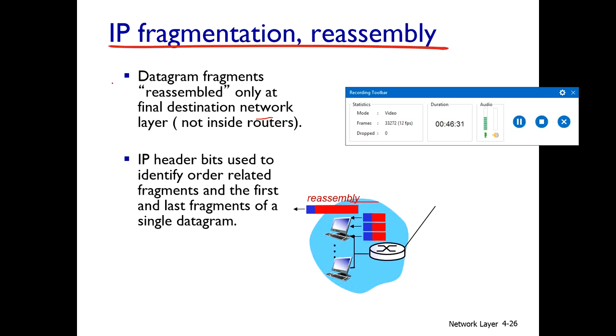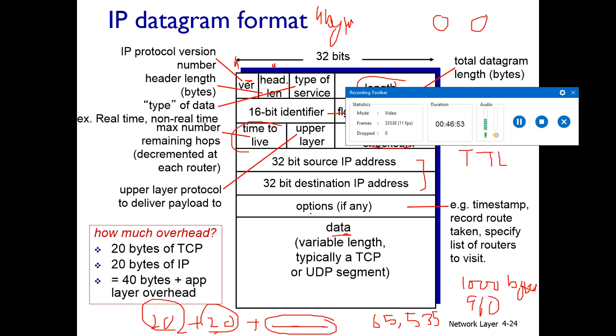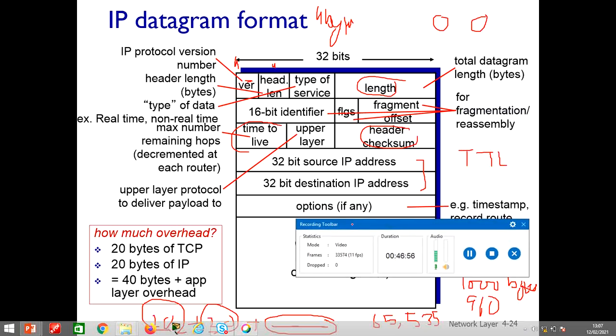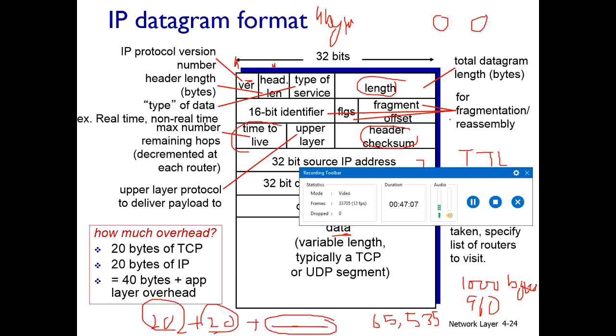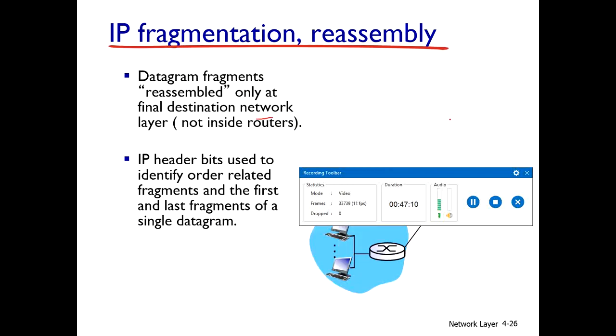Now how will it be combined? IP header bits are used to identify the order of the fragments and the first and the last fragment of a single datagram. So there are certain bits in the header which are used to identify the fragmentation. For example, if I go to the IP header over here, we have the fragmentation offset, flags and 16-bit identifier. So these 3 fields are used for fragmentation and reassembly. Alright, coming back.